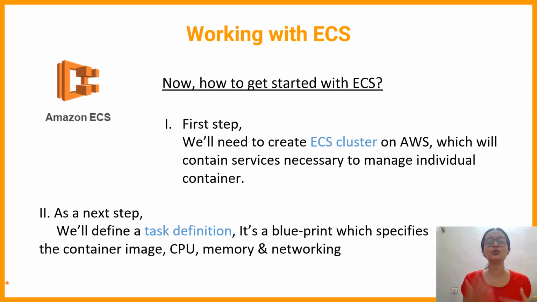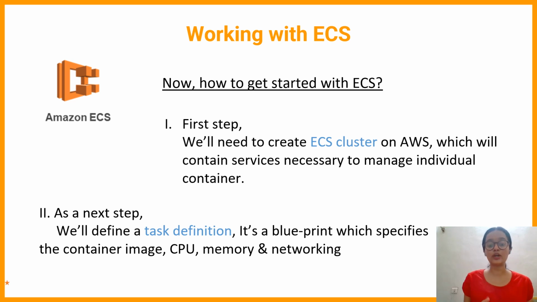Now, how do we get hands-on with ECS? Firstly, we need to log into the AWS Management Console, then create an ECS cluster. Next, we'll define a task definition, specifying details like CPU, memory, and networking. Finally, before deploying, we need to choose a launch type, that is either EC2 or Fargate.